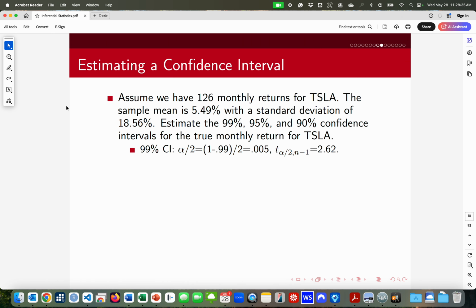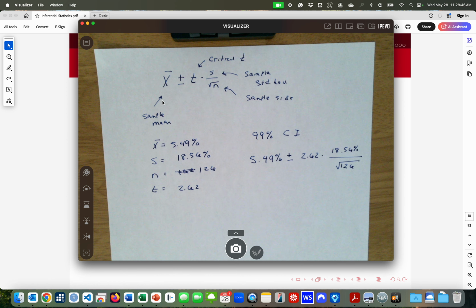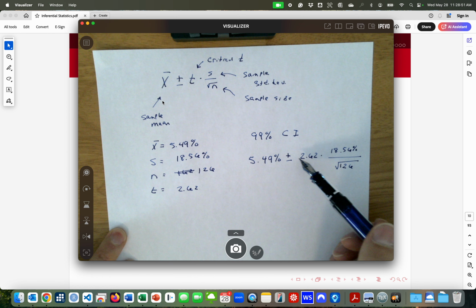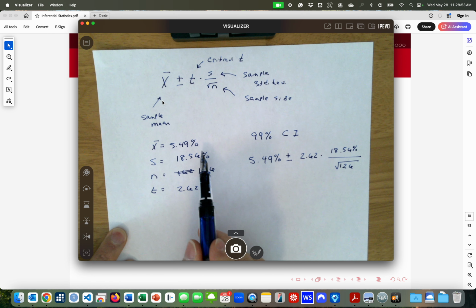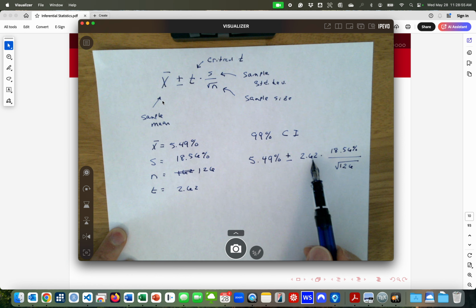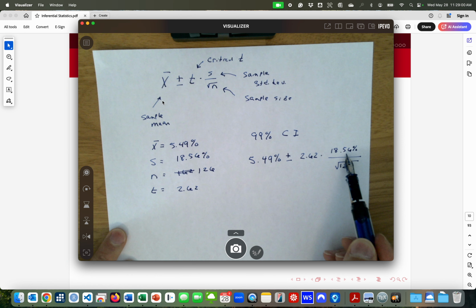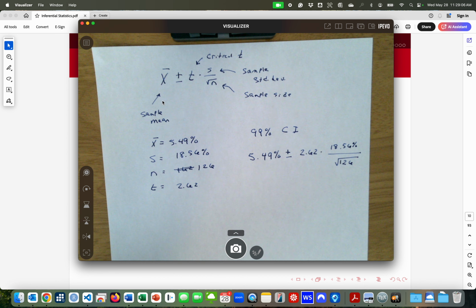I think I wrote down the wrong sample size. 126. I'm not sure where I got 200. Oh, I'm sorry. Yeah, right here, 126. So I'm just plugging in the different values for the confidence interval. So the sample mean goes here. The 2.62 is my critical t-value. 18.56 is my sample standard deviation. And then the square root of 126, where that is my sample size.